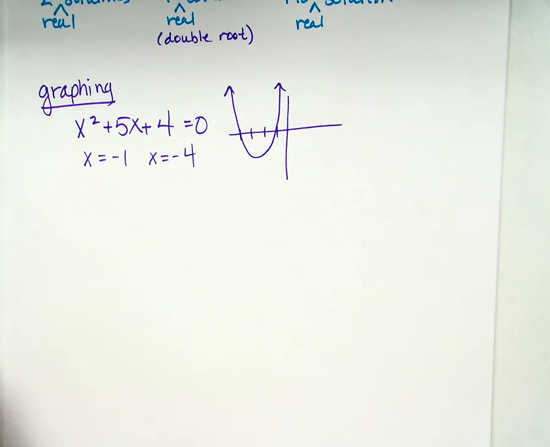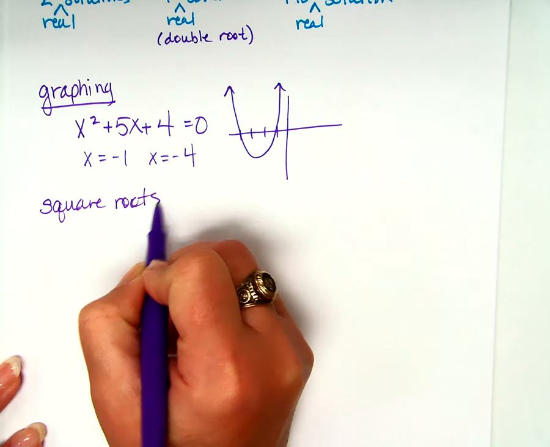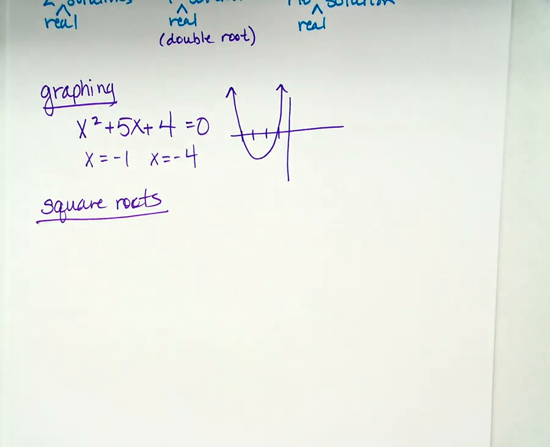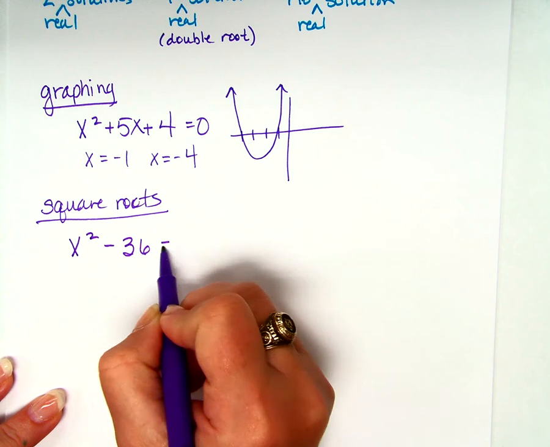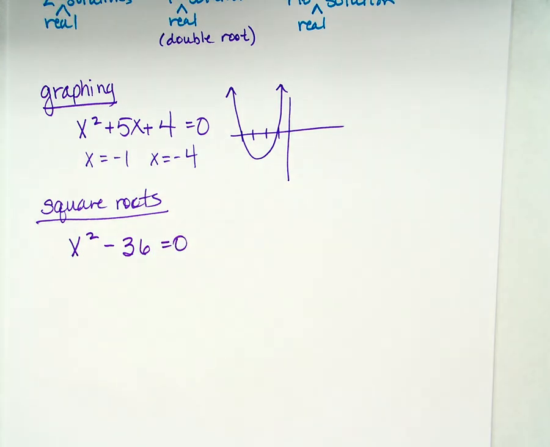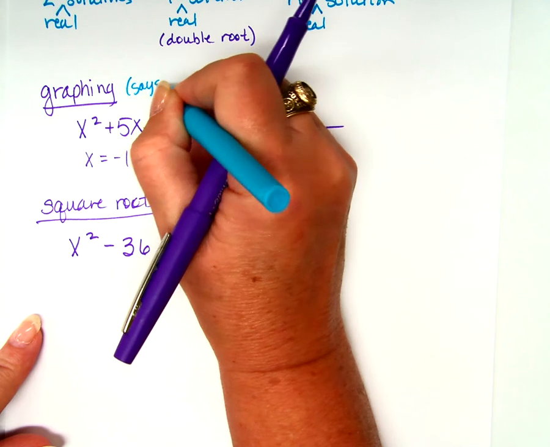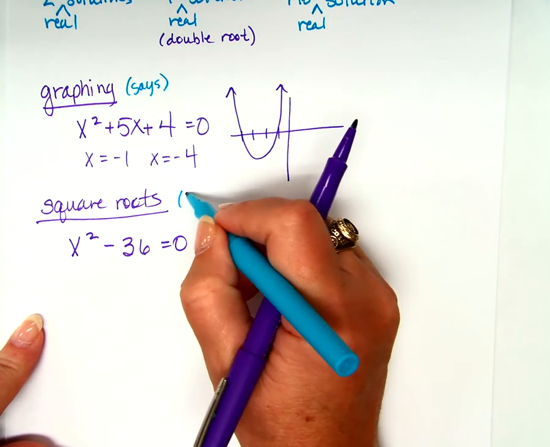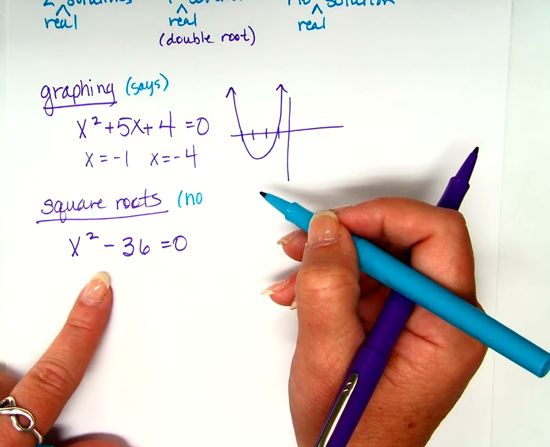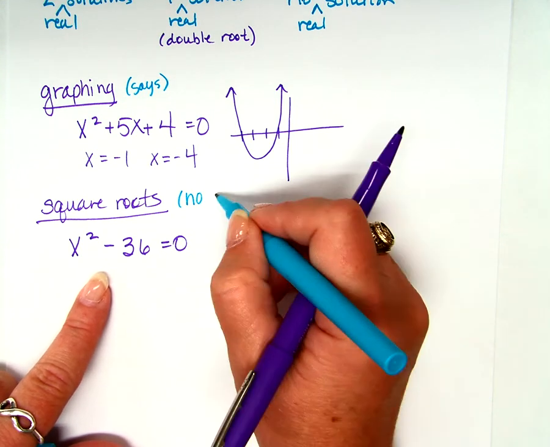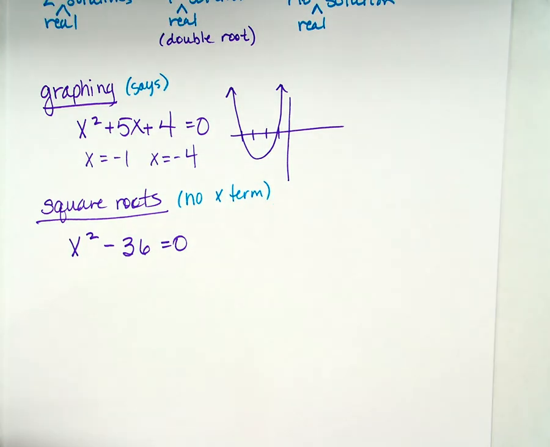Okay. Maybe we want to solve it by square roots. Well, what do I mean by solving it by square roots? Well, what if you had an equation that said this, x squared minus 36 equals 0? So we're going to solve by graphing if it says, right? How are we going to know to solve by square roots? What's not there? There's no x term. There's an x squared and there's a constant, but there's no x term, right?